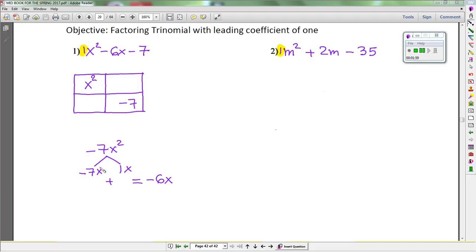So next step, you want to bring these two factors that you just found and put them in the two leftover boxes right here. So I'm going to put negative 7x and then 1x. Next step, you're going to go through each row and look for the factor for each row. This is called a row, and this we call the column.